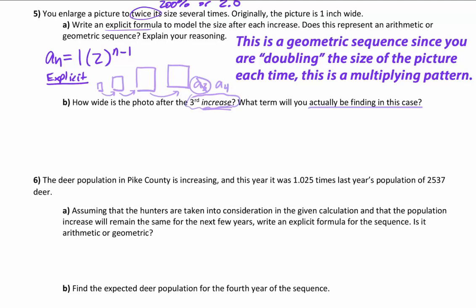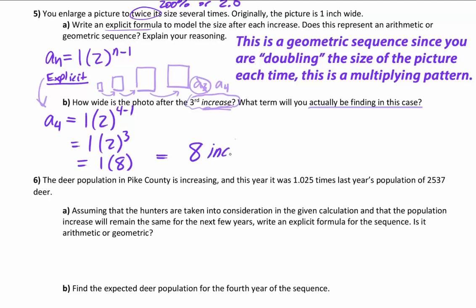So in order to do that, we will use the explicit formula. Let me change colors here. A4 is equal to 1 times 2, and then we have 4 minus 1. This is pretty easy to do. 1 times 2 to the third, which is 1 times 8. And so in the end, it will be 8 inches. So the trick in that question is understanding what they are intending by using the word increases.